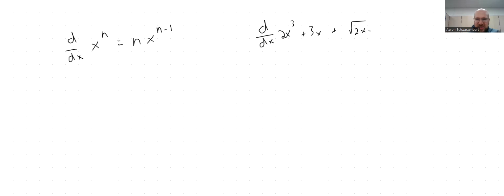3 times 2 is 6x, reduce the power by 1. The power on the x is 1. 1 times 3 is 3. x to the 0. x to the 0 is just 1, so it goes away.